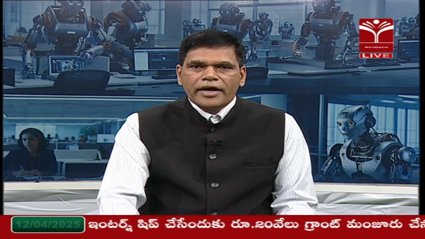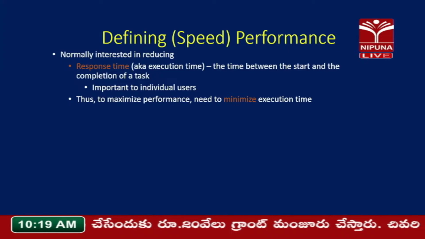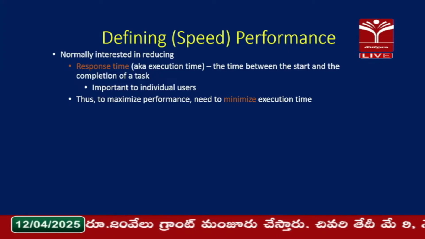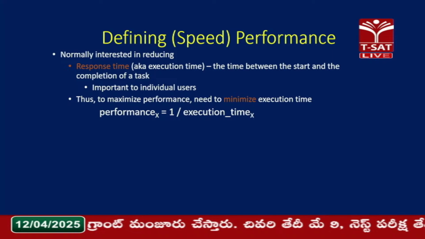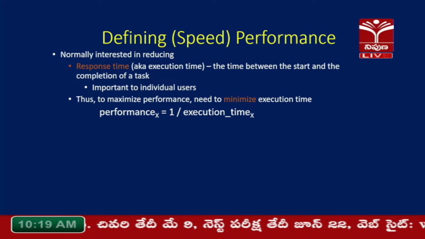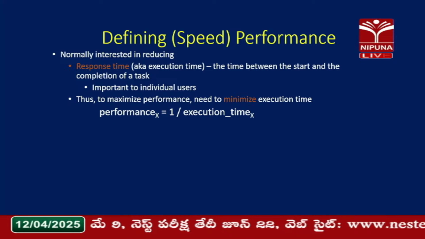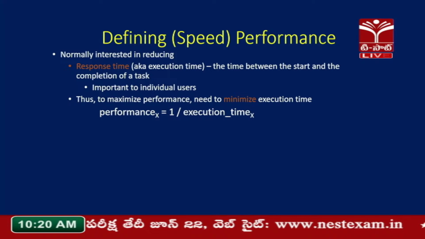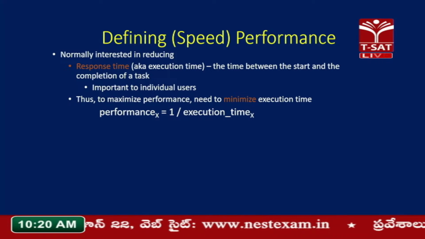So, response time is defined as the execution time, how quickly it can execute a particular task and how quickly it can give you back the result. In order to maximize the performance, you need to minimize the execution time, right. So, we have an equation that says performance is the inverse of the execution time. So, the lesser the execution time, the better the performance of the computer. It is pretty straightforward in terms of time.